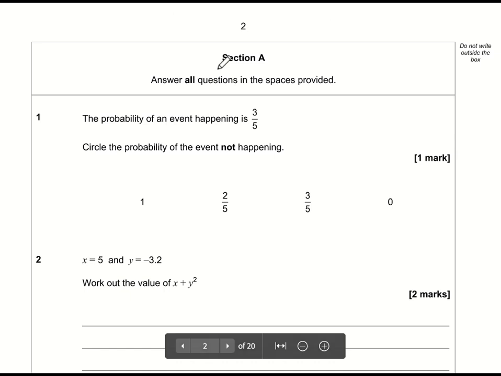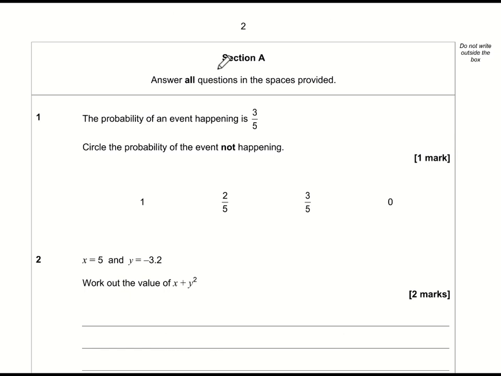Question number 1. The probability of an event happening is 3/5. So what is the probability of the event not happening? Remember that probabilities need to add up to 1. So 1 minus 3/5. Remember that 1 is 5/5, so we've 5/5 minus 3/5. I'm probably over explaining this a little bit, but the answer is therefore 2/5, which is the second option.